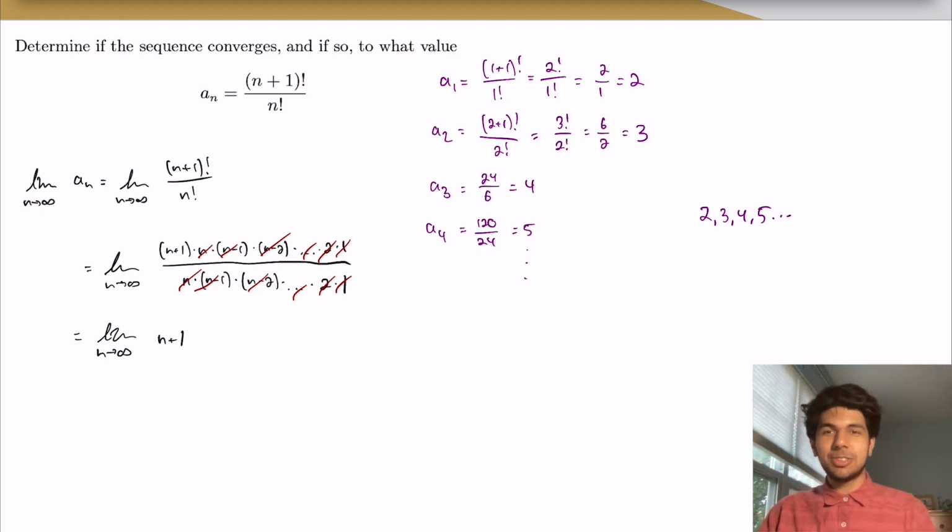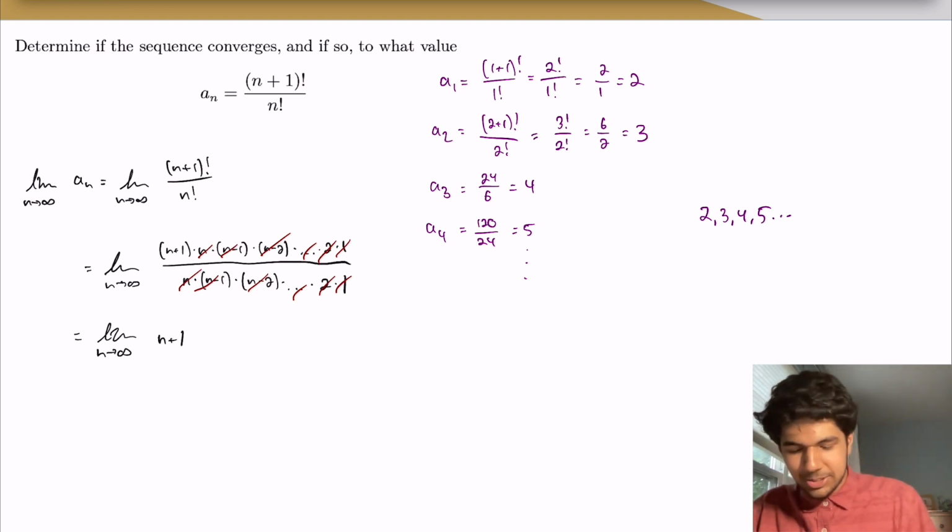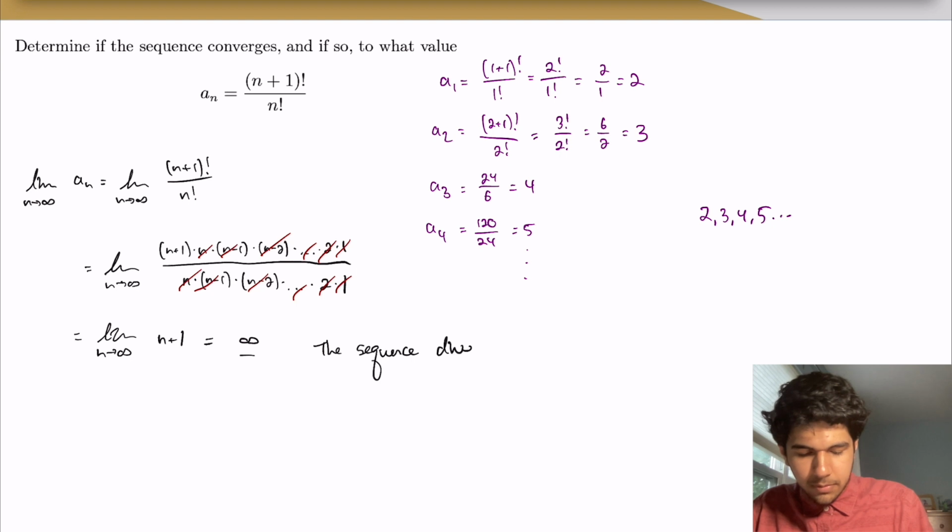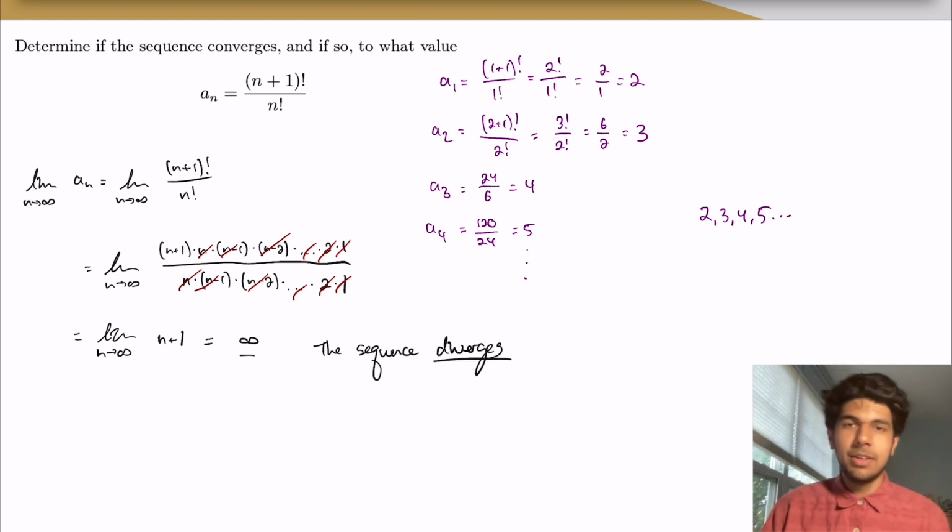What is this limit equal to? Well, you can just directly substitute infinity for n, and you should get that this is equal to infinity. Therefore, the sequence diverges. That is our conclusion. And that matches what our hypothesis was, so we should be feeling pretty good about ourselves. Good job. Let's do another question.